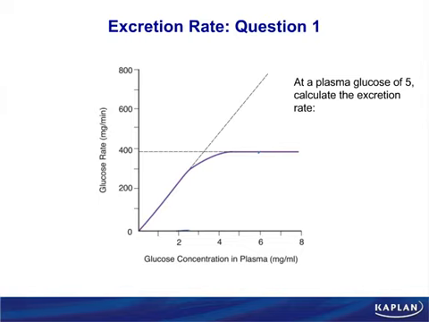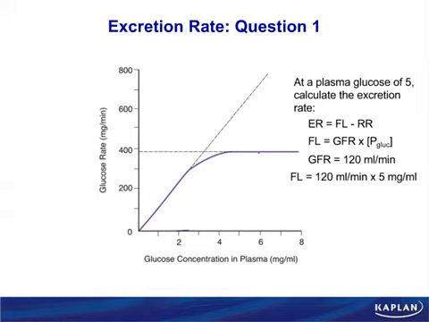What do we know about the excretion rate? We know the excretion rate is equal to the filtered load minus the reabsorption rate. We know the filtered load is GFR times plasma glucose concentration. GFR is 120 milliliters per minute. We're assuming normal GFR for these equations. So therefore, your filtered load is going to be 120 milliliters per minute times 5 milligrams per milliliter. Your filtered load comes out to be 600 milligrams per minute.